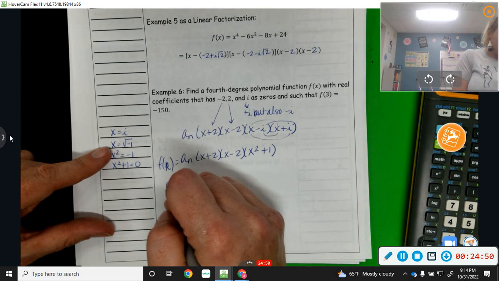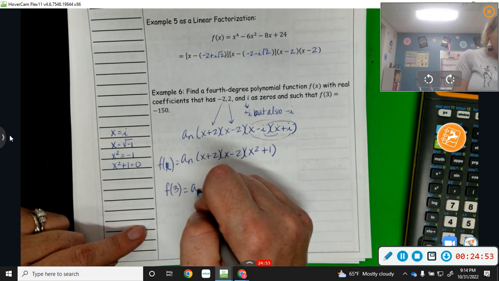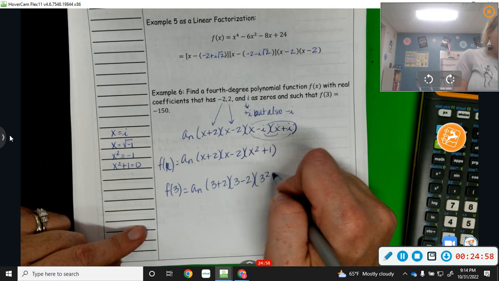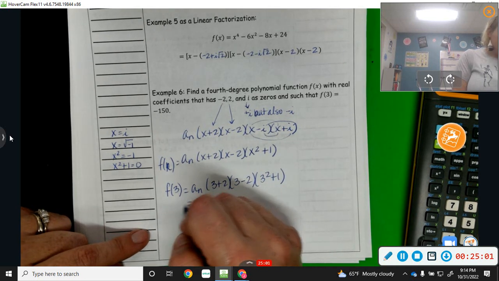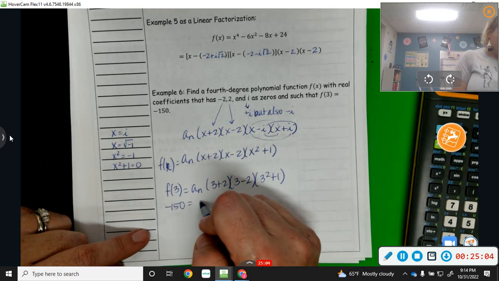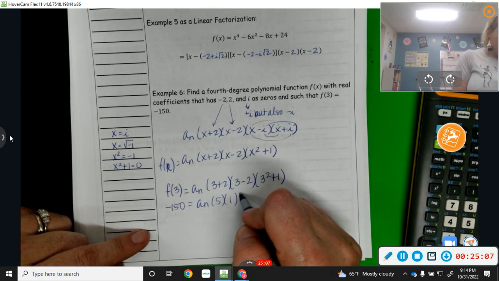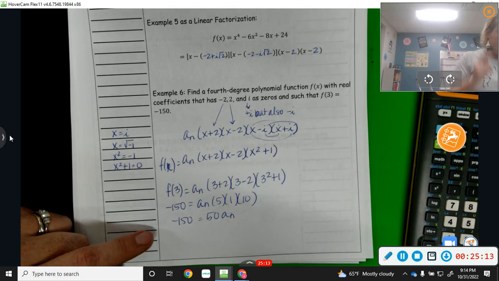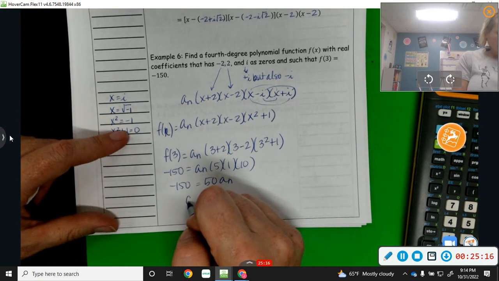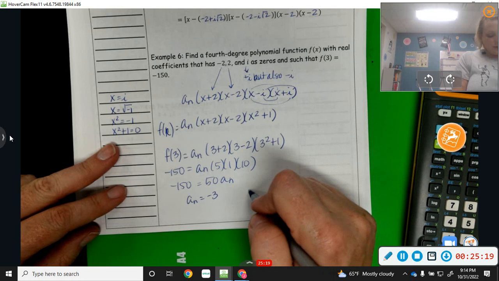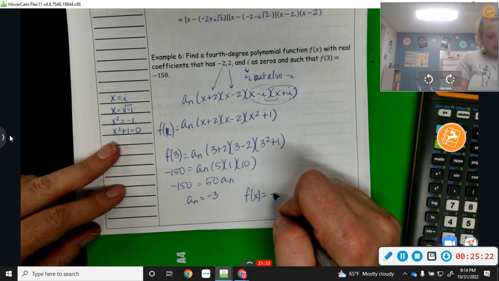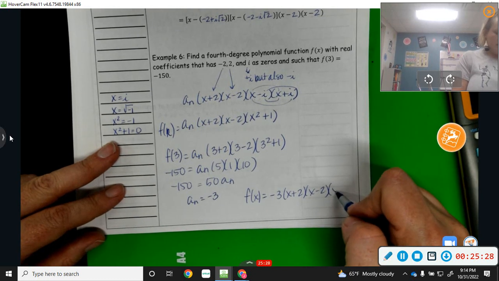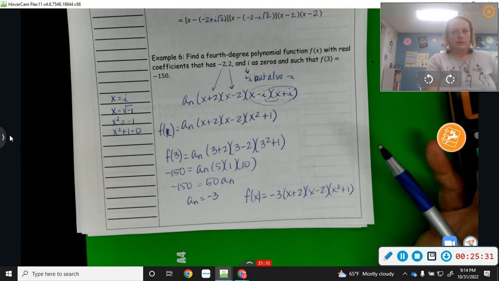And so in this case, I know f of 3 equals a sub n times 3 plus 2, 3 minus 2, 3 squared plus 1, which actually in this case is negative 150. That's 5, 1, and then 10, so 50 times a sub n, which in this case gives me a sub n equaling negative 3. So my polynomial function is going to be negative 3, x plus 2, x minus 2, and then I have x squared plus 1. Or I could say x plus i, x minus i.